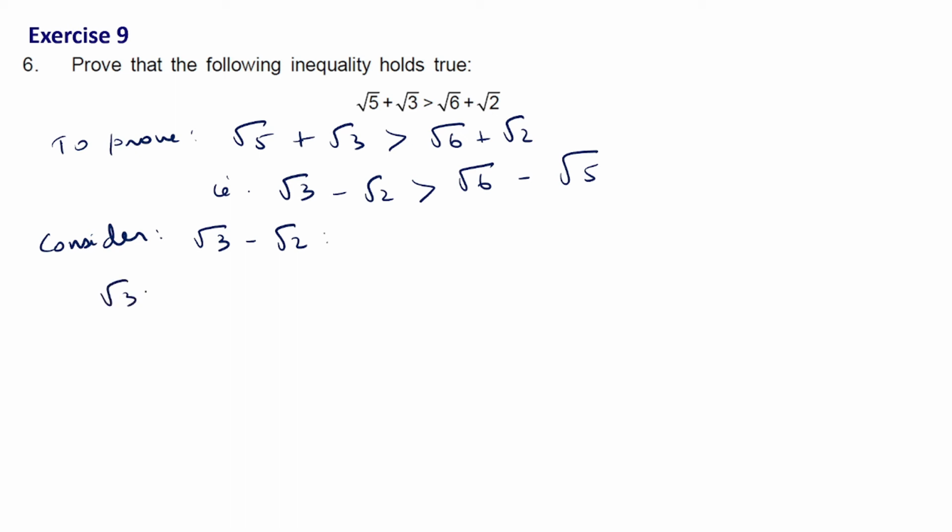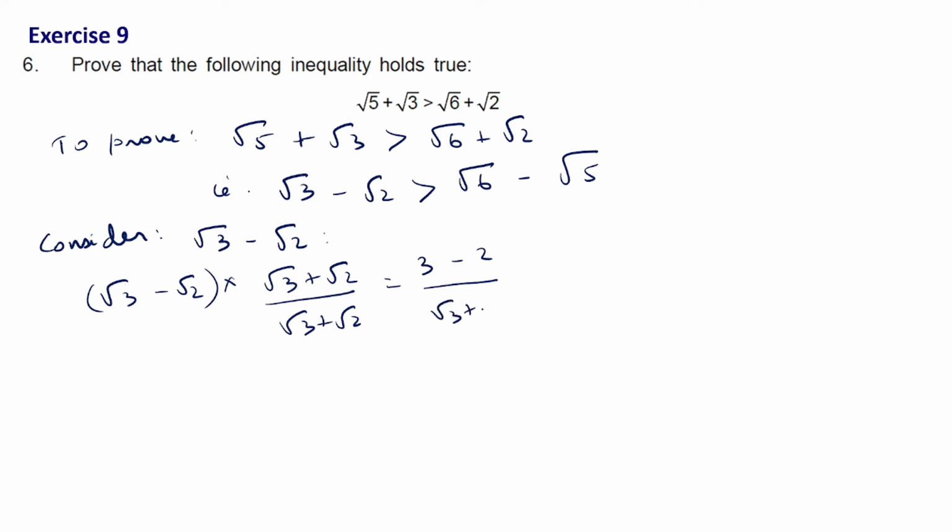On multiplying and dividing by root 3 plus root 2, into root 3 plus root 2 by root 3 plus root 2, we get (a minus b) into (a plus b), which is a square minus b square. So root 3 the whole square is 3 and root 2 the whole square is 2. So it is 3 minus 2 by root 3 plus root 2, or it is equal to root 3 minus root 2 is equal to 1 by root 3 plus root 2.